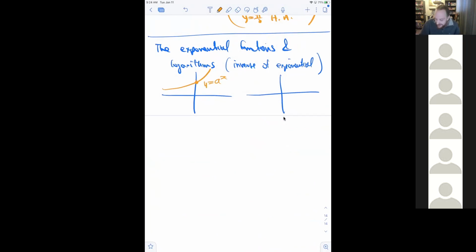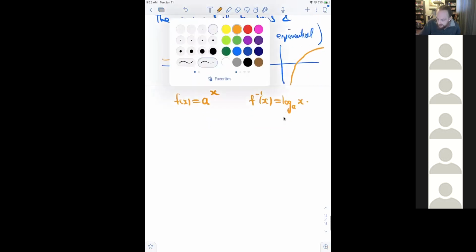So this is where we get the name. If f of x equals a to the x, then f inverse of x is going to be called logarithm, and it's going to look like this. Reflection about the line y equals x. This will be log base a of x. This is how we're defining them. And then you can run away now.